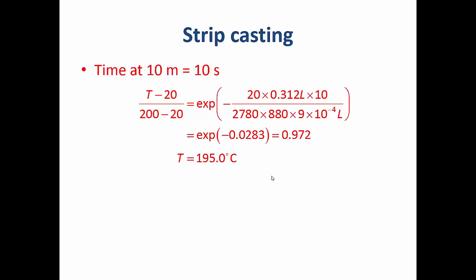So, as I've already said, for a 10 meter distance, that means that 10 seconds will have elapsed, and putting all of this together into the lumped solution, again the L terms in here will cancel out. I end up overall with a temperature of 195 °C.